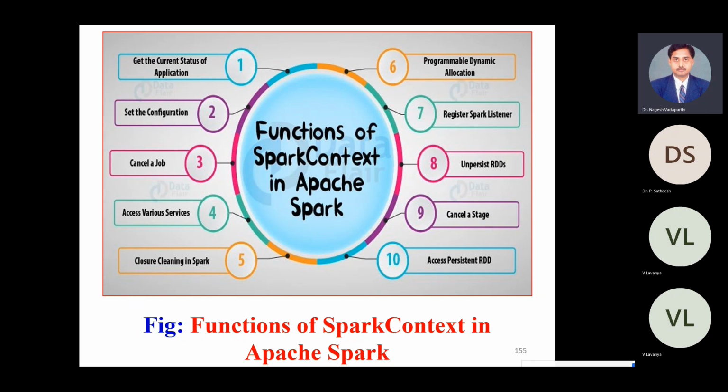Then cancel a stage. See, we are creating a number of stages in the cluster manager based on executor and task in a data node. So cancel a stage is also one of the functions in a Spark context. Then access persistent RDD. How many RDD files I have created? I'm counting and accessing. So accessing is one more function of Spark context in Apache Spark. These are the various functions of Spark context.